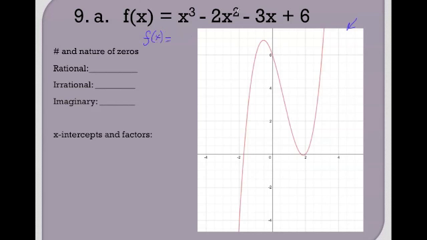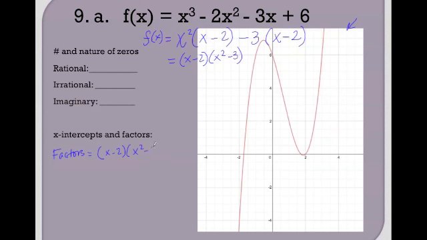I noticed that I can use factoring by grouping. There's a common factor of x squared, so that would be x minus 2. There's a common factor here of negative 3, so that would be x minus 2. And then completely factored would be x minus 2 times x squared minus 3. Okay, so my factors are x minus 2 times x squared minus 3.